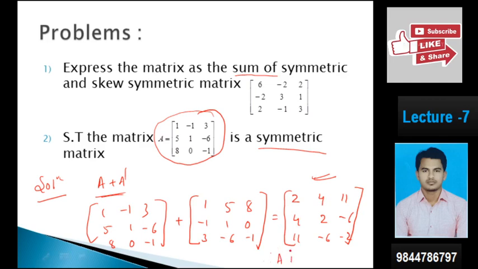That's why A is symmetric. In case the problem asks you to show that it is skew symmetric, then you should do A minus A dash. Be careful.